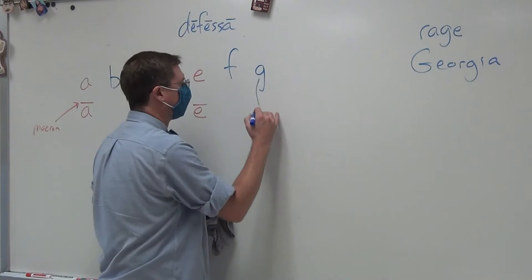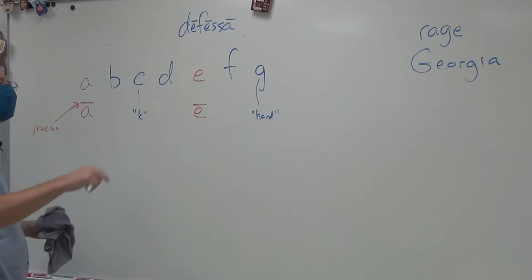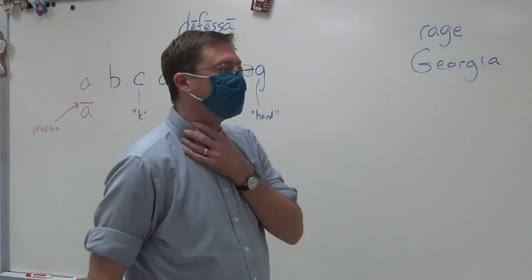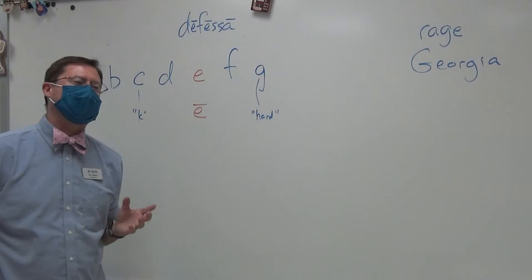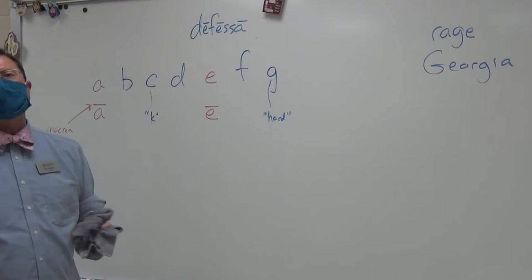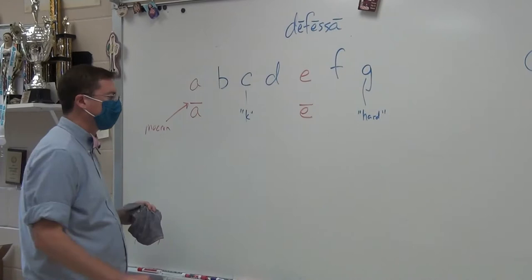Now, exactly like a C is a guttural sound, say it. Ka, ka, ka. Ga, ga, ga. Essentially, they both, as Latin letters, evolved from the same Greek letter. And that Greek letter is the third letter of the Greek alphabet. Alpha, beta, gamma. And this is what a capital gamma looks like.